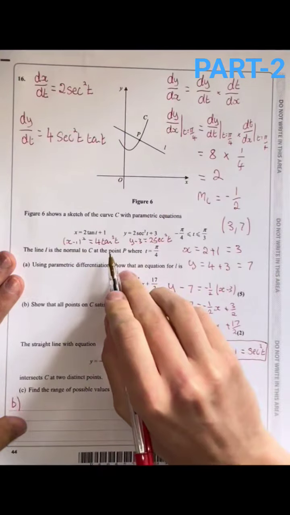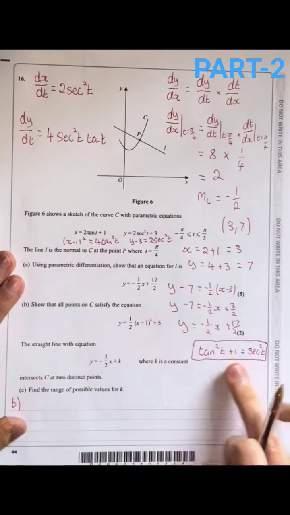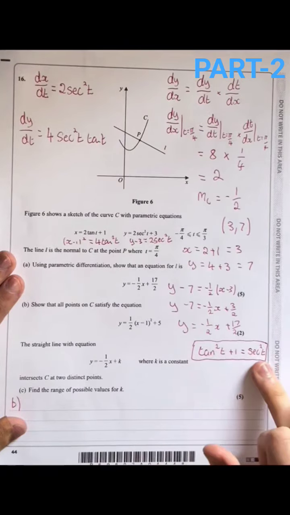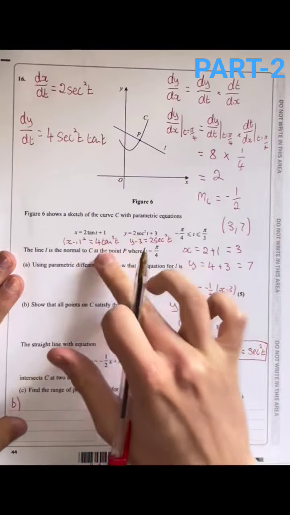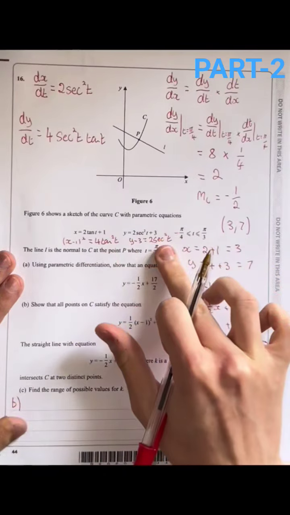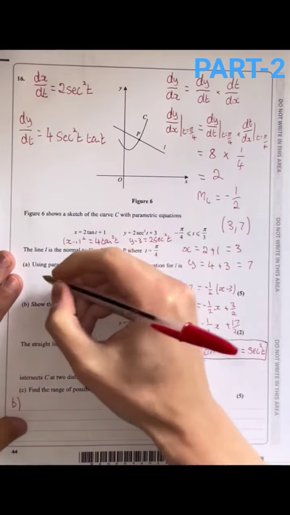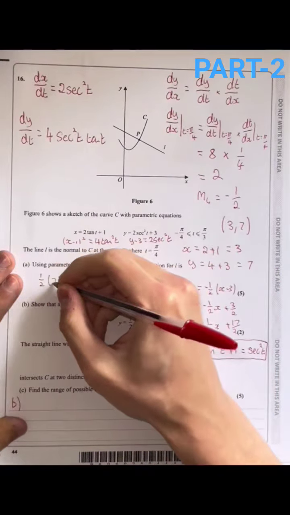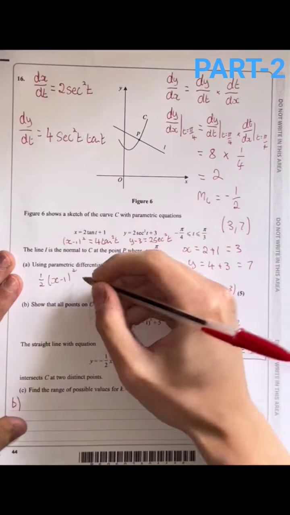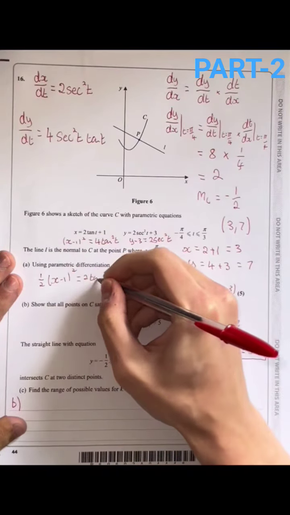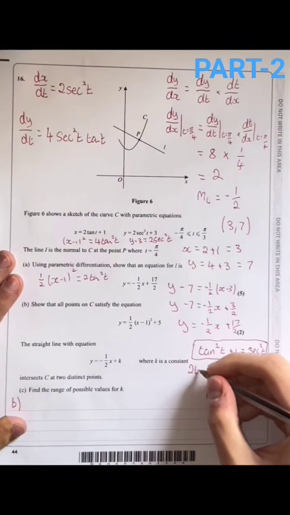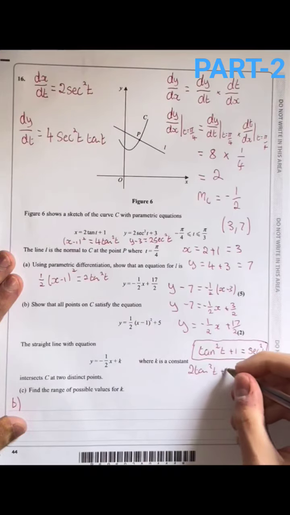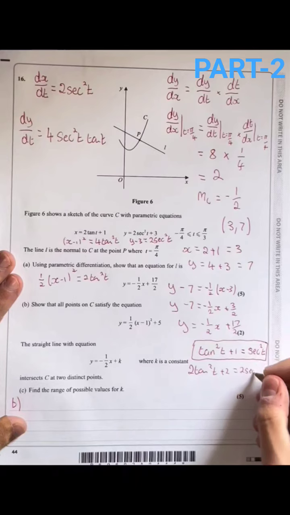But here I have a 4 tan squared t, and you notice that the coefficient of the tan squared and the sec squared in this identity is the same. So that suggests that I want to divide this by 2 so that I have a 2 tan squared t and a 2 sec squared t. So let's go ahead and do that. So what do I have? I have a half x minus 1, all squared, is equal to 2 tan squared t. And then you can imagine multiplying this through by 2. So I have 2 tan squared t plus 2 is equal to 2 sec squared t.